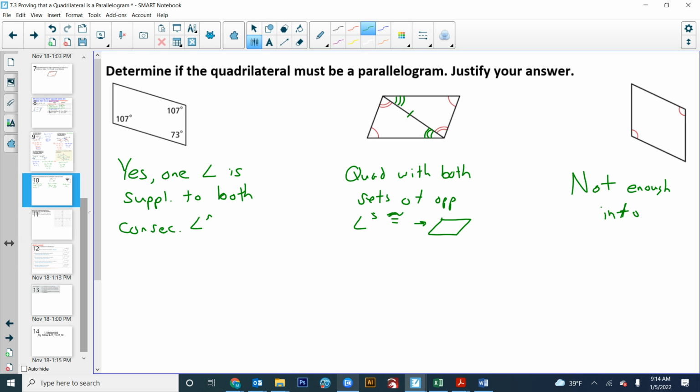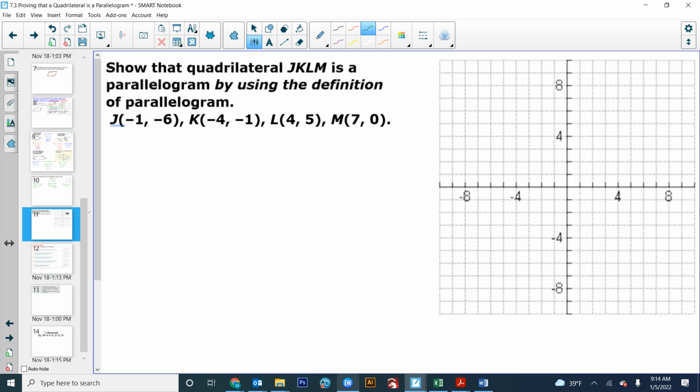All right. I'm going to run out of time, but you're going to be responsible for this because it's not that bad. If you graph 4 points and you're asked to show that it's a parallelogram by using the definition, what's the definition? Both sets of opposite sides are parallel. It's on a graph. How do you show parallel on a graph? Slopes. Rise over run. Watch up here. Show that these ones have the same slope and these ones have the same slope.